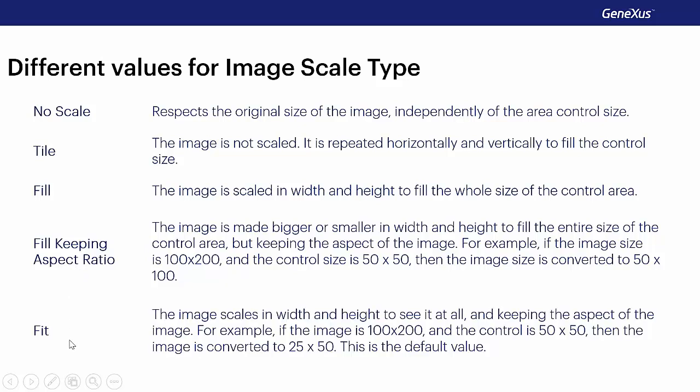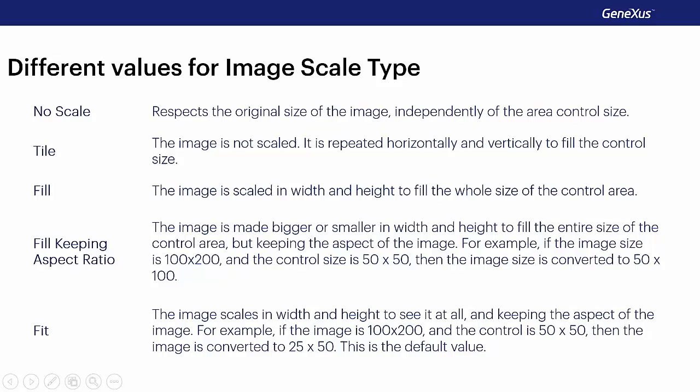Fit. The image width and height will scale so that it can be fully displayed, keeping its proportions and aspect ratio. So for example, if the image size is 100 by 200 pixels and the control area size is 50 by 50, the image will be converted to 25 by 50. This is the default value.